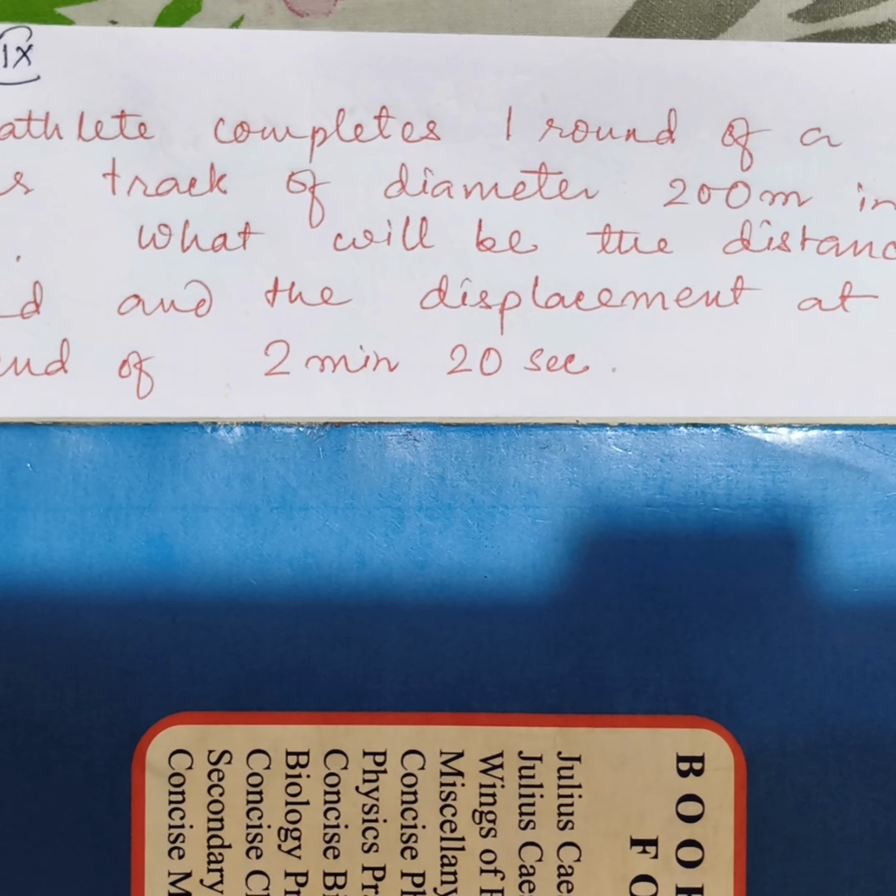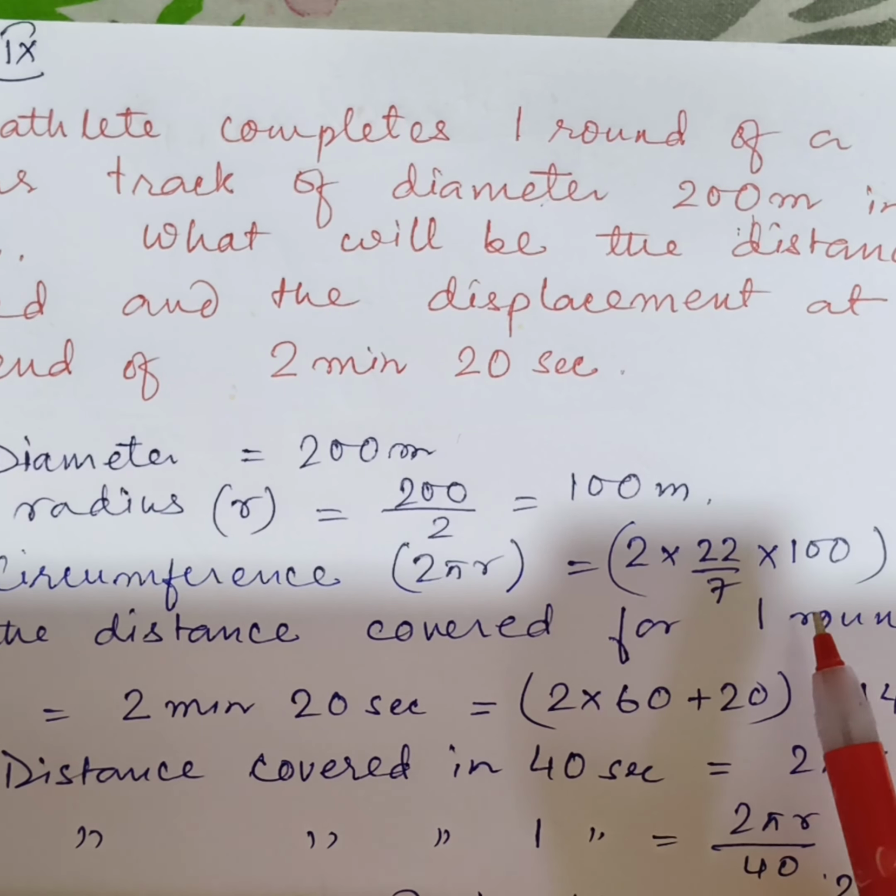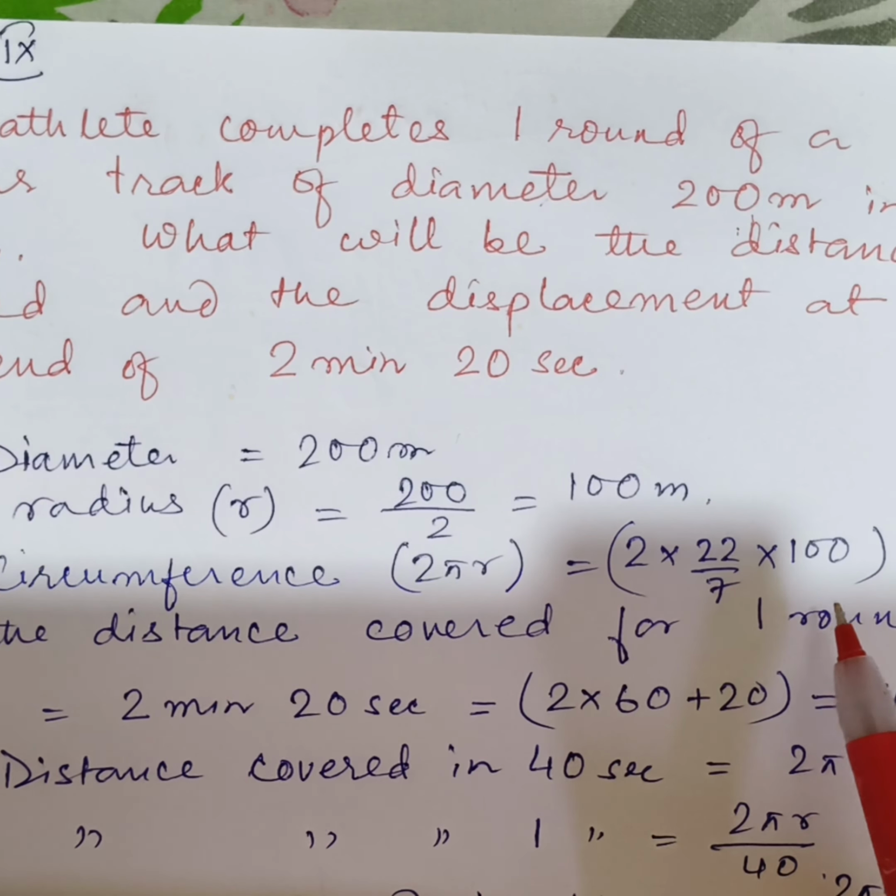of diameter. When the diameter is given, you calculate the radius, as I have done. The radius calculated is 200 by 2, that is 100 meters. Then you calculate the circumference, which is 2 pi r, and you keep it like that. Don't do any calculations beyond this, because that will come to a decimal value, which may confuse you. Now, this athlete completes one round of the circular track in 40 seconds.